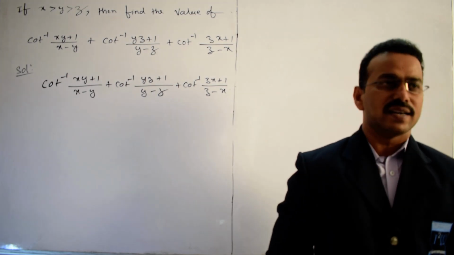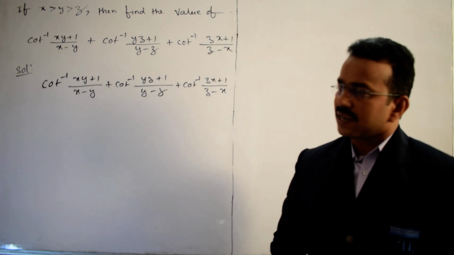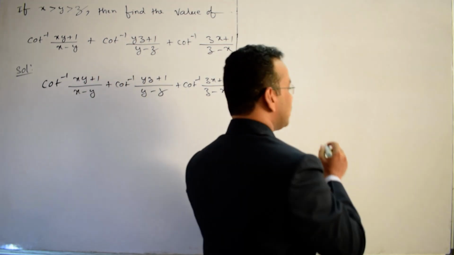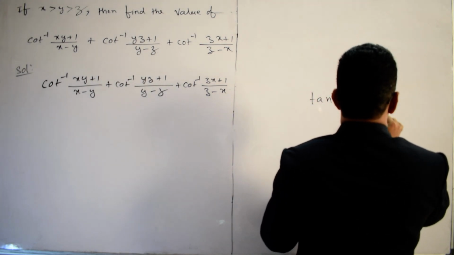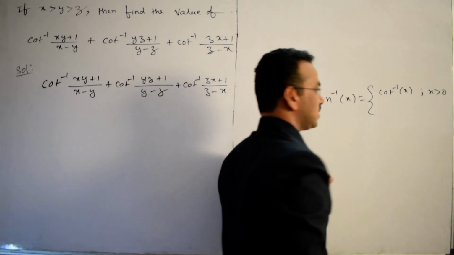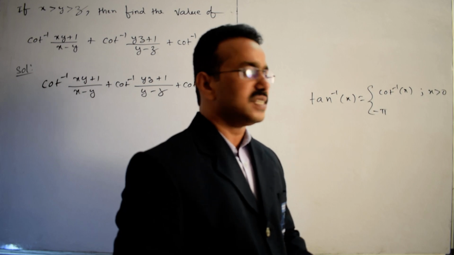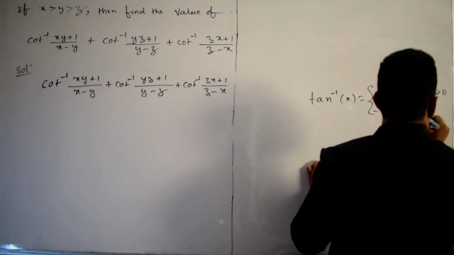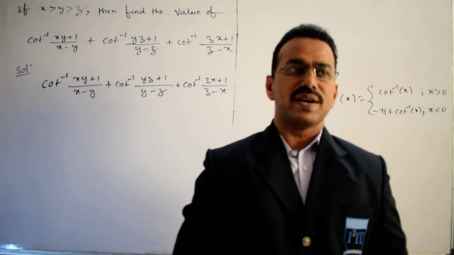Suppose I am able to write cot inverse in terms of tan inverse, then easily I can apply a standard formula. Here we already have one formula, tan inverse in terms of cot inverse. Let me write it on this side. Very important formula: tan inverse of 1/x equals cot inverse of x when x is greater than 0. But when x is less than 0, there is another result: minus pi plus cot inverse of x when x is less than 0.